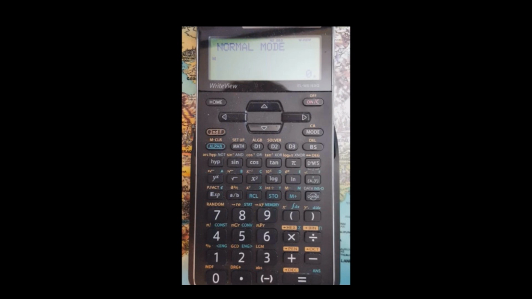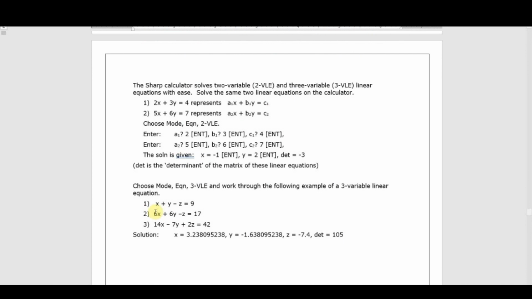So let me show you how to solve this equation on the Sharp calculator. I'm using the ELW516XG. The process on the other Sharp calculators is very similar. The exact details for the various Sharp calculators are given in the notes on Blackboard for the computer class. To make this as simple as possible, let's enter a simple equation. We'll have 2x plus 3y equals 4, and 5x plus 6y equals 7. We'll be entering the numbers 2, 3, and 4, and 5, 6, and 7.